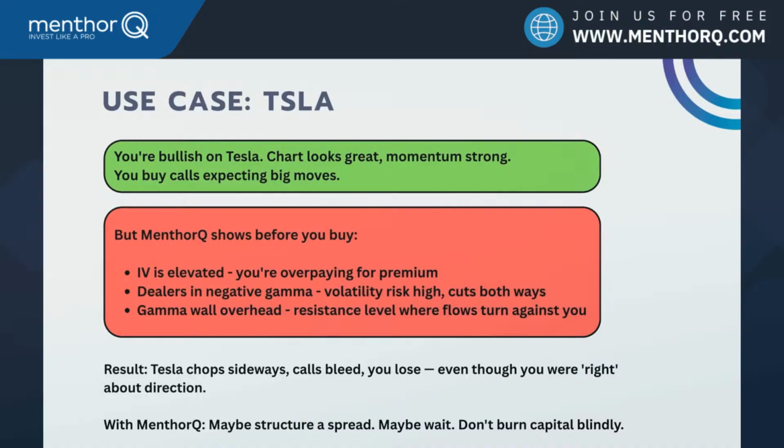As a result, Tesla moves sideways. Your calls are actually losing premium because you're losing time. The theta decay is affecting your premium, and even if you were right on the direction, you're actually losing money. What we're going to show you in a second with some of the examples is you can now understand if it's a good time to buy or sell options. Maybe you should use spreads instead, or maybe you just want to wait and you don't want to burn capital without context.